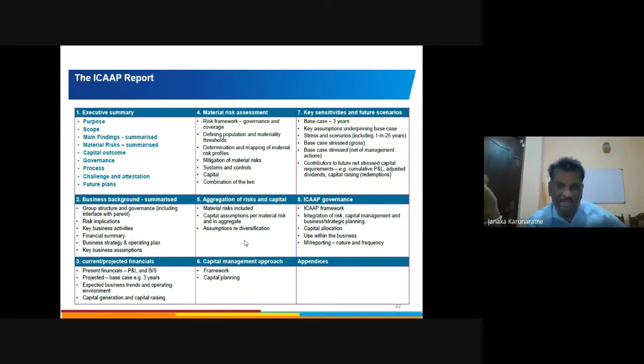Then the final part is the ICAAP governance. So once you identify all the material risks, identify the capital required, and when you have a capital plan, build up a governance framework. It is very important. We call it ICAAP governance, which includes integration of risk, capital management, business, strategic plan, many things. And also how you are going to allocate capital. And how your management information system will support by way of reporting, and how frequently you should analyze and take decisions. So basically, under Pillar 2, Principle 1, the ICAAP gives you a fairly comprehensive, detailed analysis of your economic capital requirement, which is on top of your regulatory capital requirement.